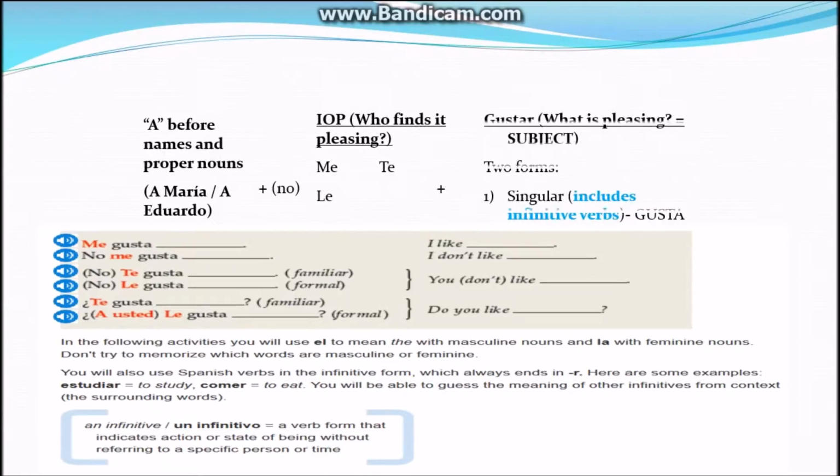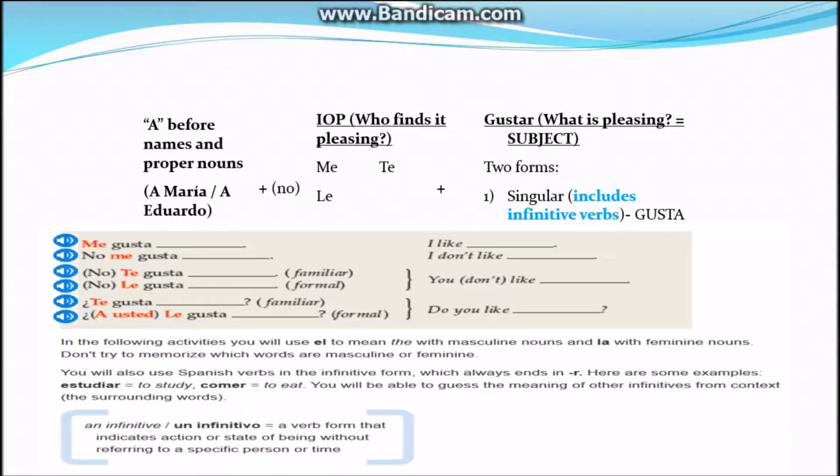So what we get is this. Like it says, a usted, or in the previous slide, a mí, we have to put that a before names and proper nouns. A Maria, a Eduardo, a Miguel, a ti, a mí, a usted. If it's not pleasing, we have to put that no immediately before the pronoun. So the no is in parentheses to let you know that it's optional. If you like it, take it out. If you don't like it, include it.